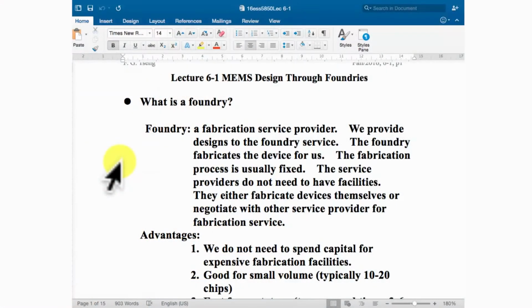If we want to do the design through foundries, what will be the considerations for that? First we look at what a foundry is. A foundry is a fabrication service provider. The foundry provides the service of fabrication, and we give our designs to the foundry. The foundry will collect different designs from different users, put them together to form masks, and then the foundry company will do the fabrication service for everybody.